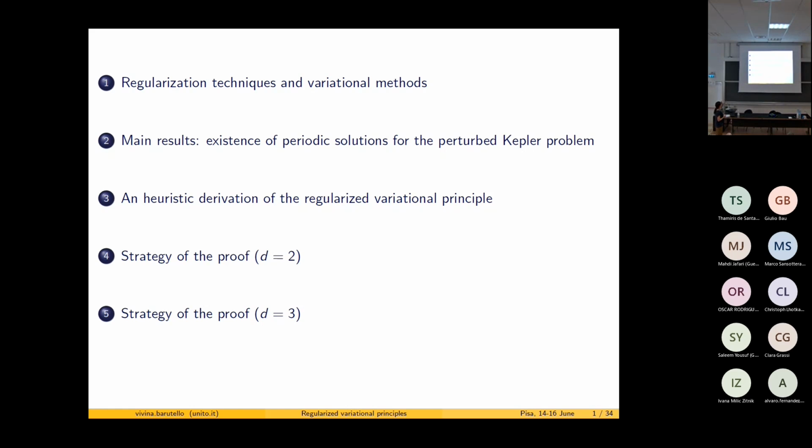This will be a very theoretical talk, so I will try, first of all, to introduce the methods that we are going to use. Then I will state the main result, and then I will give a heuristic derivation of these results. And then, if I have time, but I think so, I will give the outline of the proof, both in 2 and 3 dimensions.